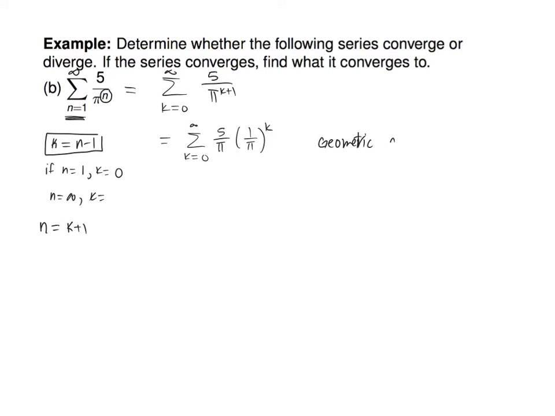What's the a? And what's the r? 1 over pi. And do you know 1 over pi is less than 1? Well enough, right? So this converges. What would that be exactly? a over 1 minus r. So 5 over pi over 1 minus 1 over pi.